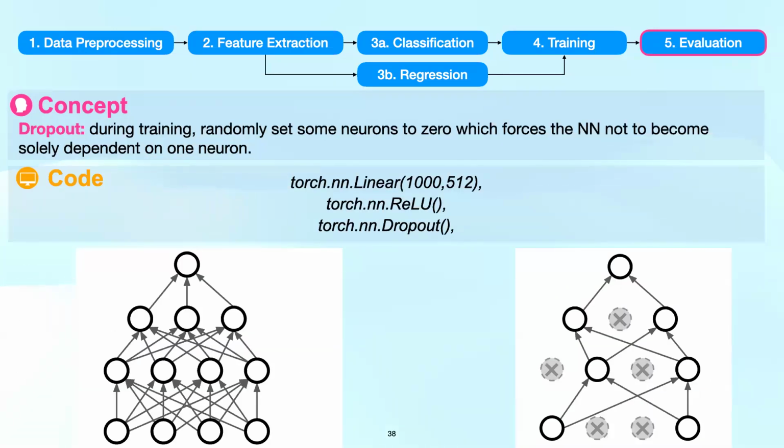One way to mitigate the overfitting effect is using something called a dropout layer. During training, what dropout does is randomly set some of the neurons to 0, which forces the neural network not to become solely dependent on one neuron. And it has been shown that this is the cause of overfitting many of the times. The dropout layer is very easy to implement. You just use torch.nn.Dropout after your activation function, as you can see here. You just insert it into your neural network model.